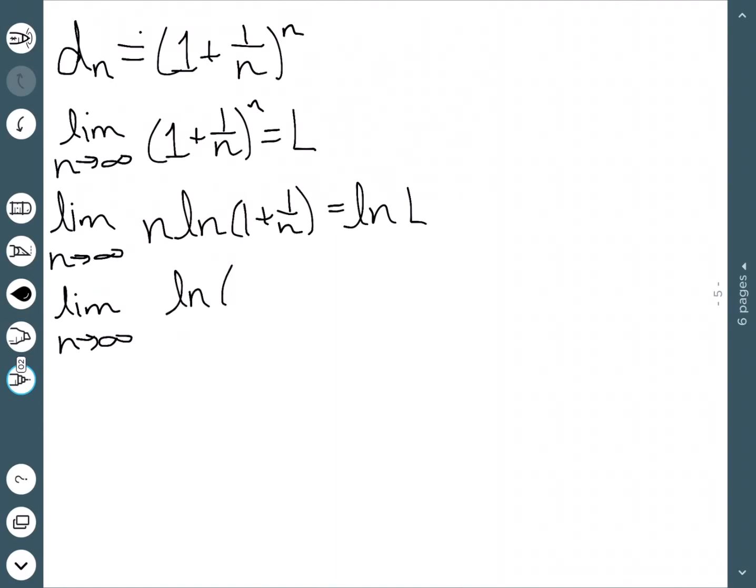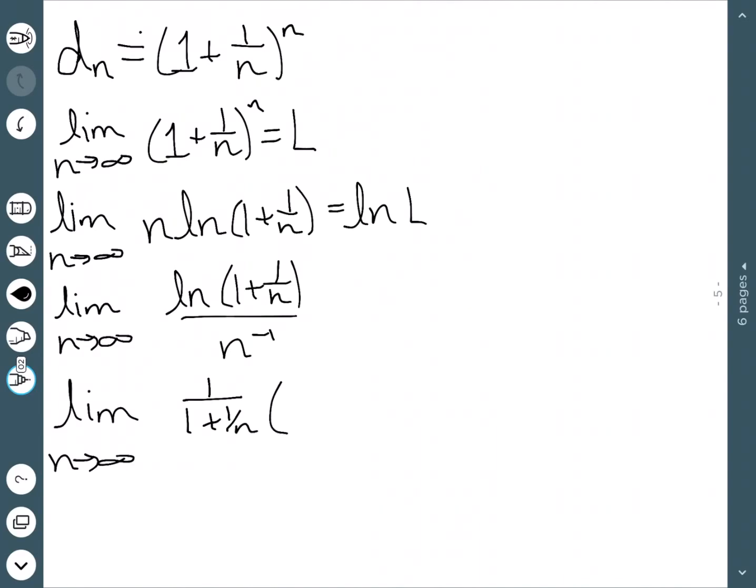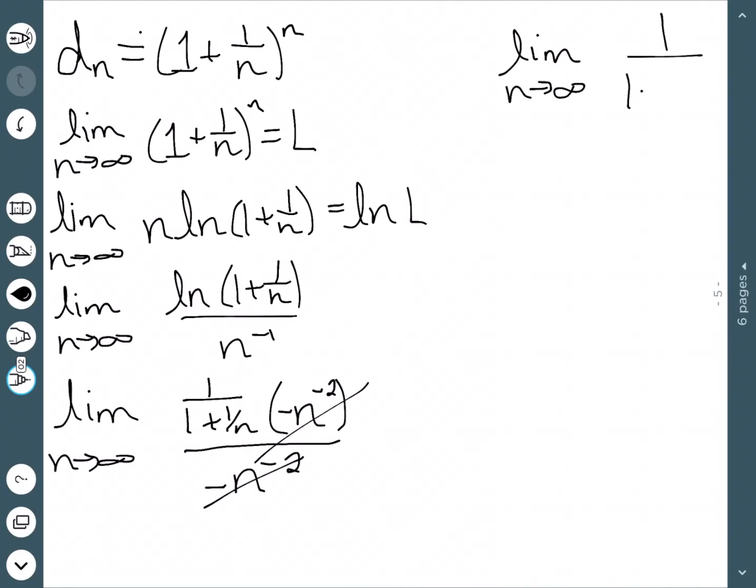I'm going to rewrite this as ln of 1 plus 1 over n, all over n to the negative 1 power. I need to make it a fraction to use L'Hopital's rule, and so I need to move one of these to the denominator, and n to the negative 1 is going to be easier to deal with. I can then take the derivative of the top and the bottom. That's going to be 1 over 1 plus 1 over n times the derivative of the inside, which is negative n to the negative 2. The denominator is negative n to the negative 2, and these are going to cancel. So now I just have the limit as n goes to infinity of 1 over 1 plus 1 over n. And this 1 over n is going to tend towards 0, so this limit is equal to 1.